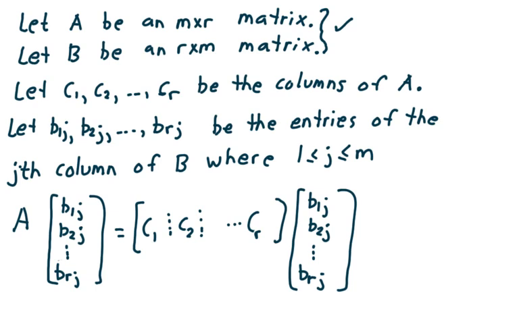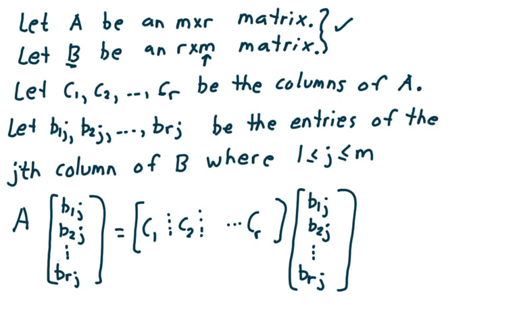So again, let A be an M by R matrix, and let B be an R by M matrix. Let C1 through CR be the columns of A. Let B1J, B2J, all the way through until BRJ be the entries of the jth column of B. And that's where J is between 1 and M. Why is it between 1 and M? Because if we look up here, B has M columns.